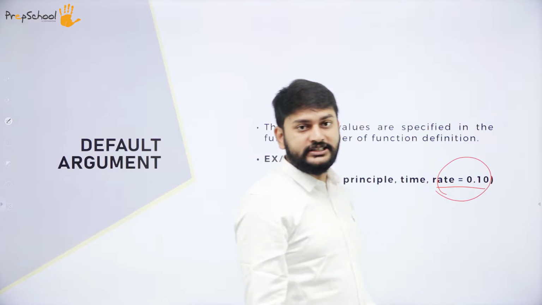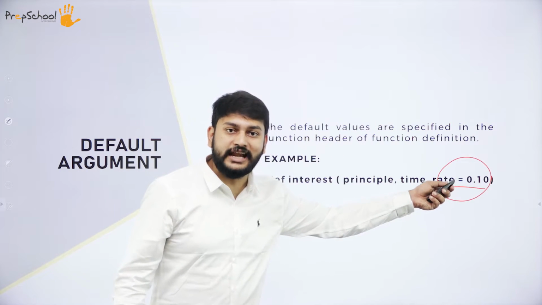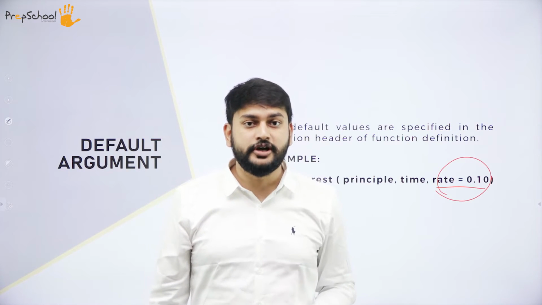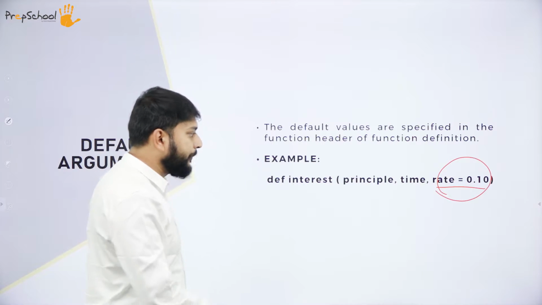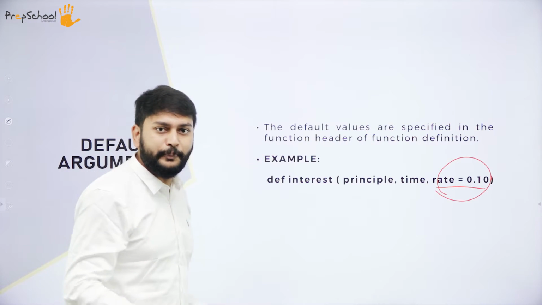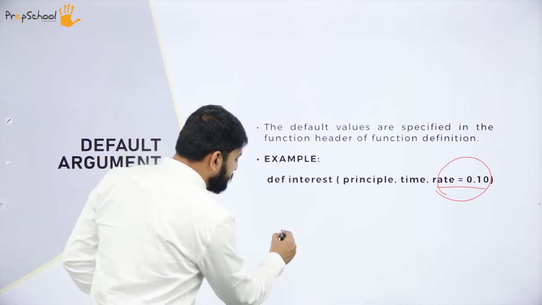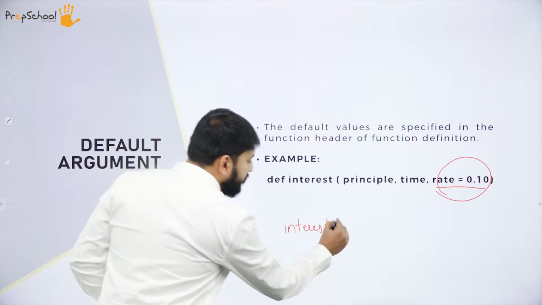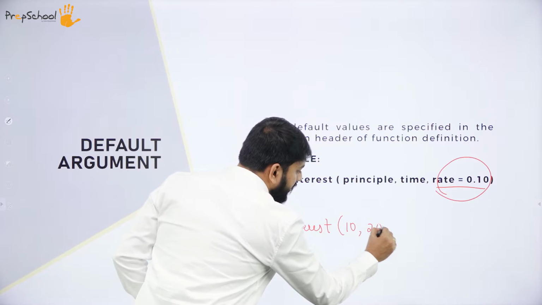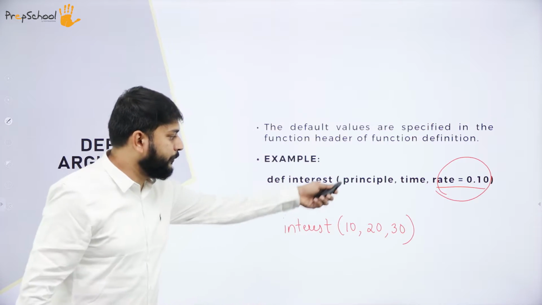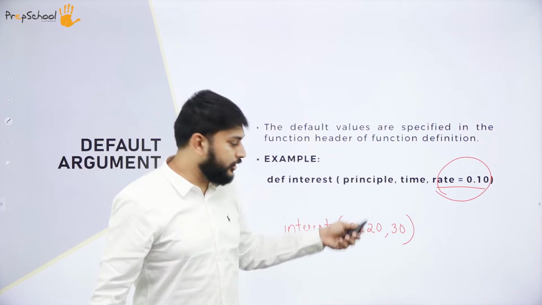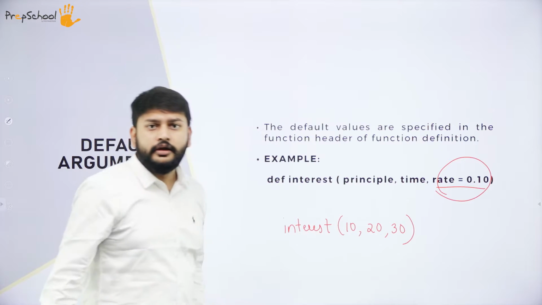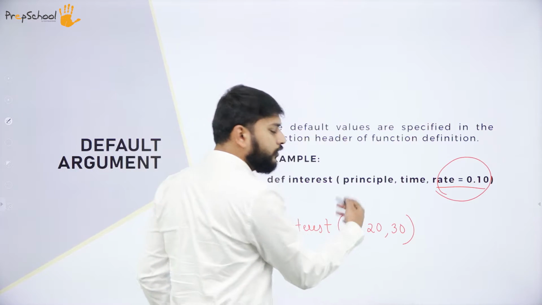So my dear students, even if you don't pass the value for rate, you will be able to call this function. That is the first point you should remember. Second point: suppose I pass 3 values during the function call. Sir, please write the function call, how exactly it looks. Yes, I'm writing it for you. The function name is interest. Here I'm passing 10, 20, 30. The value for principal is 10, the value for time is 20, and the value for rate should be 30. Even if I don't write this 30, it will execute.